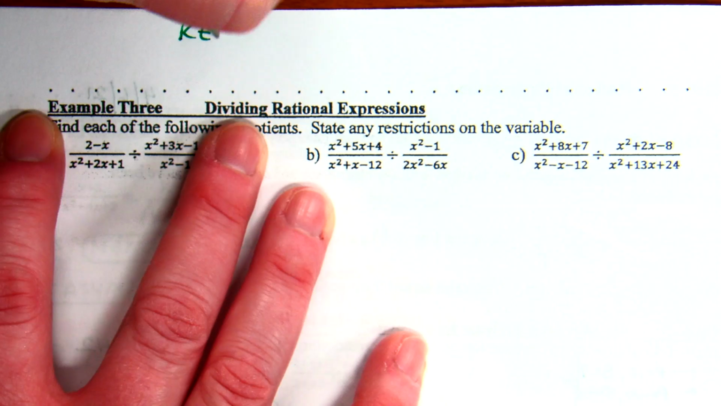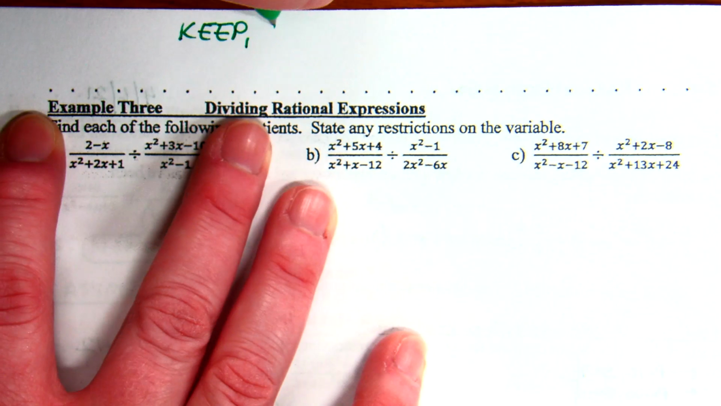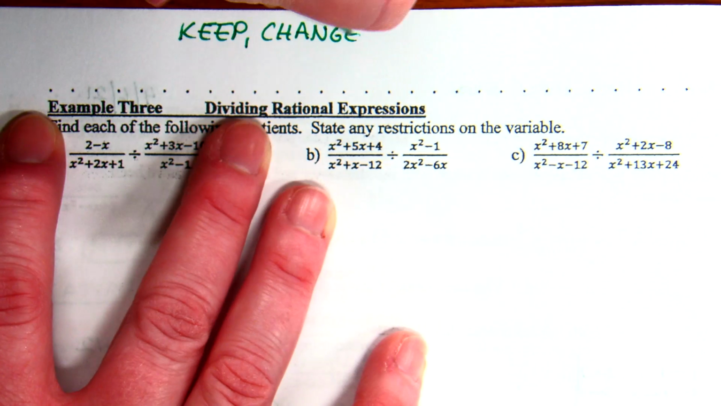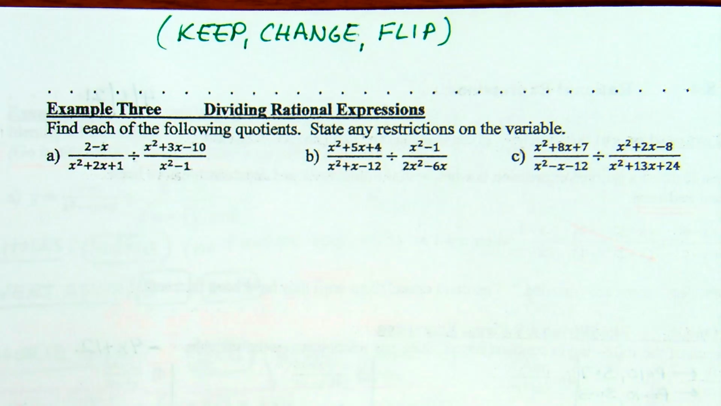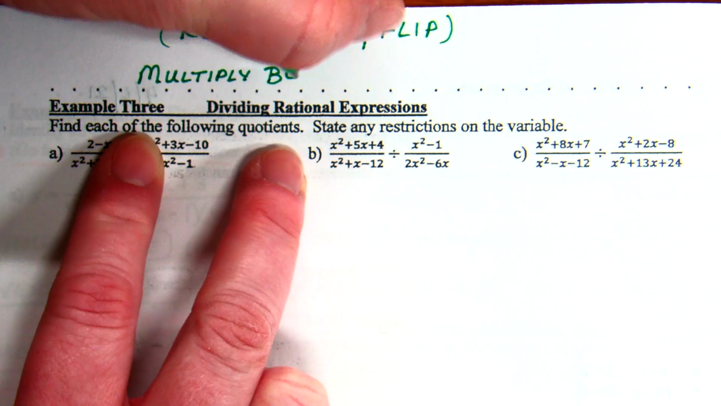Meaning, you keep the first fraction, you change division to multiplication, and you flip the second fraction. It's always flipping the second fraction. Okay? And it is the same, officially, as your math teacher, I need to use the phrase multiply by the reciprocal.